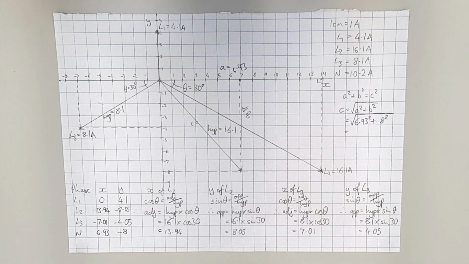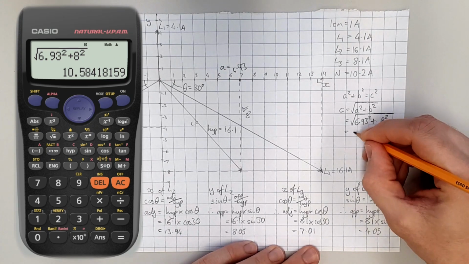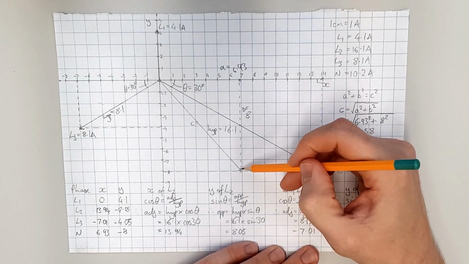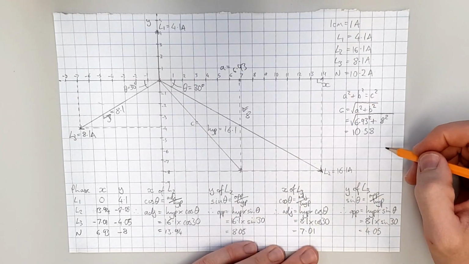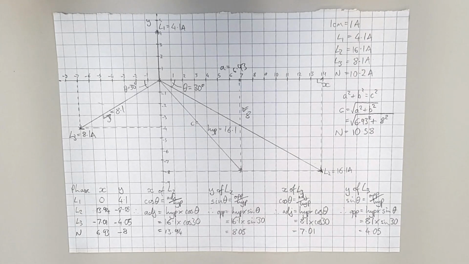So again, let's put that into our calculators, and you do it in the following way. Hit the square root button, and then we go 6.93 squared, and then we're going to add on to that 8 squared and see what we come out with. So we end up with 10.58. And what we've actually found there is not just the length c of this triangle. What we've actually found out is the calculated neutral current.